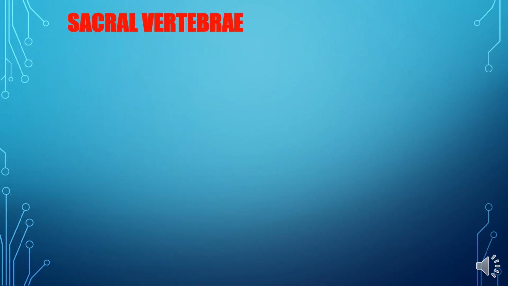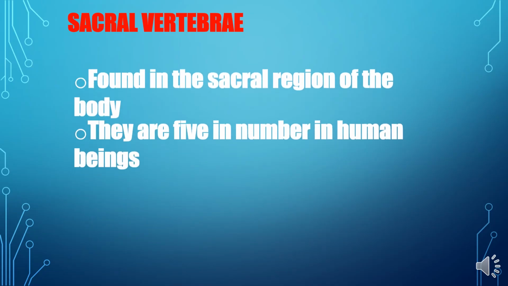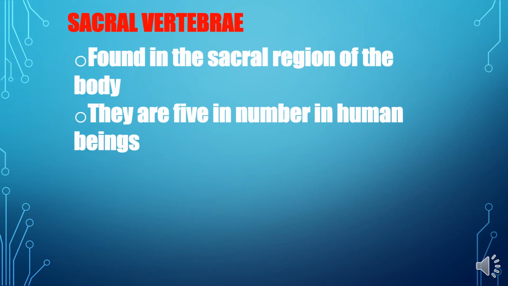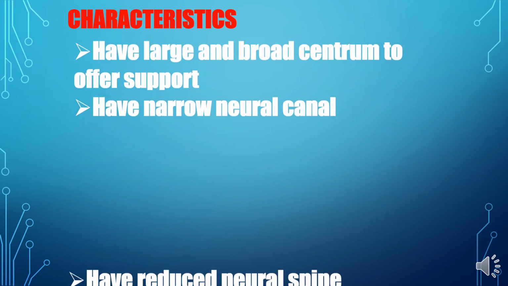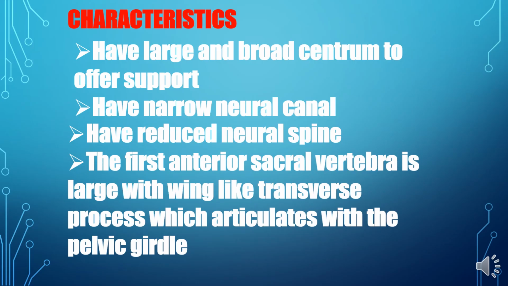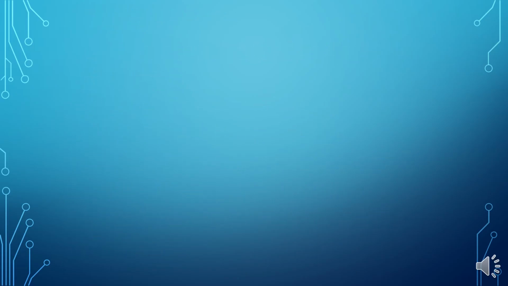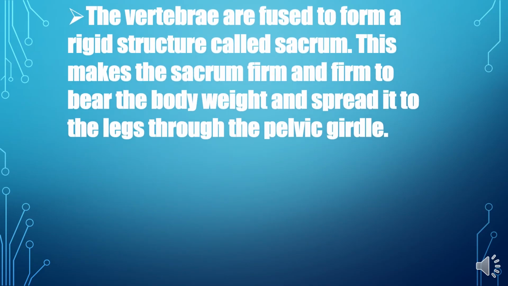The sacral vertebra. It is found in the sacral region of the body. There are 5 in number in human beings. Characteristics include: number 1, have large and broad centrum to offer support, have narrow neural canal, they have reduced neural spine. The first anterior sacral vertebra is large with wing-like transverse process which articulates with the pelvic girdle. The vertebrae are fused to form a rigid structure called sacrum. This makes the sacrum firm to bear the body weight and spread it to the legs through the pelvic girdle.